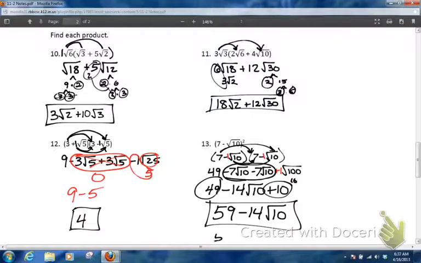It's the same thing if it was 59 minus 14x. You can't combine those because one is an x term and one is just a number term. So those are not like terms. You cannot add them together. You're just done at 59 minus 14 root 10. Alright, so not too bad with the first 4. Why don't you go ahead and try the next one on your own.